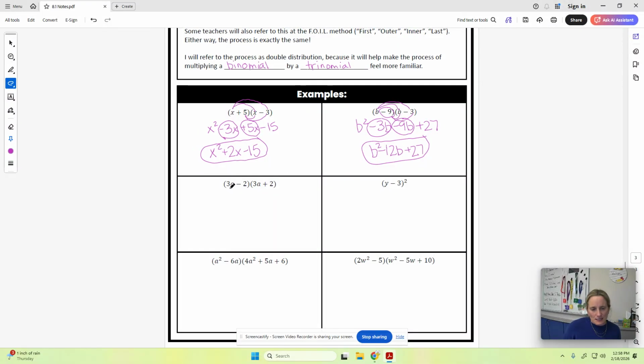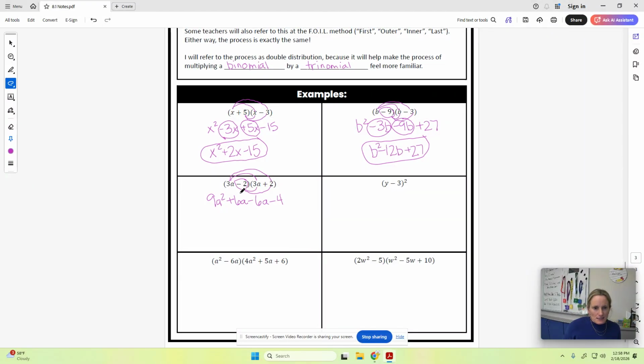In this one, these two binomials are very similar, but the sign is different. And so when we multiply, we want to make sure that we're being aware of this sign. This is a -2. We'll distribute second. So first it's 3a times 3a, which is 9a squared, and then 3a times 2, which is 6a. Now we're distributing a -2. So -2 times 3a is -6a, and -2 times +2 is -4.